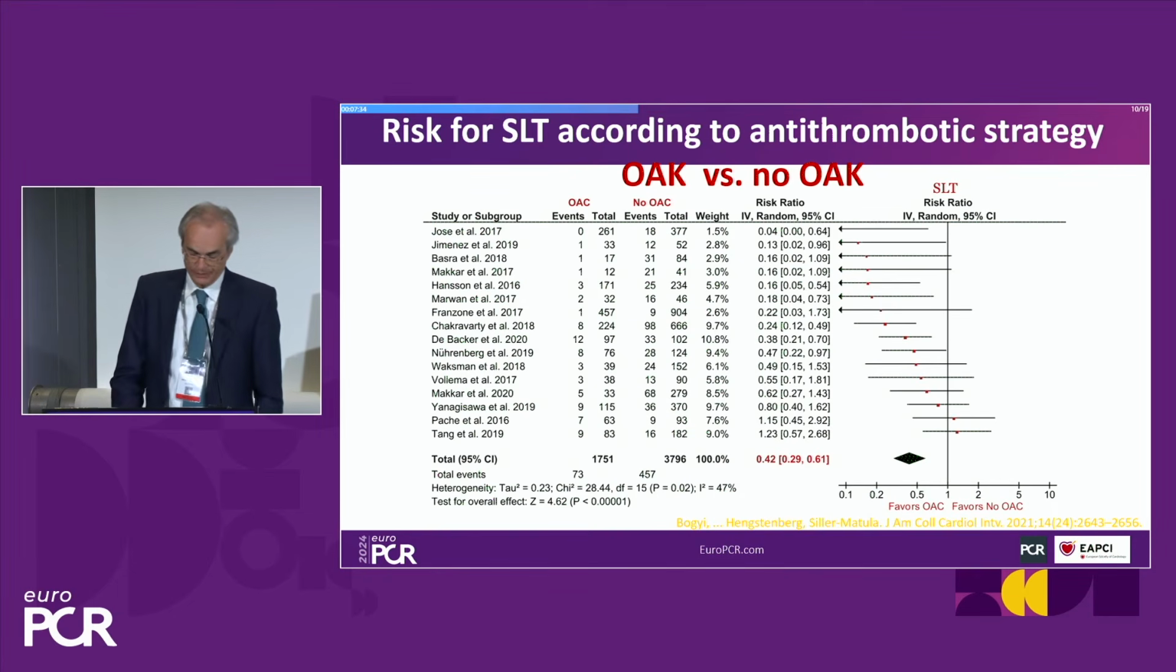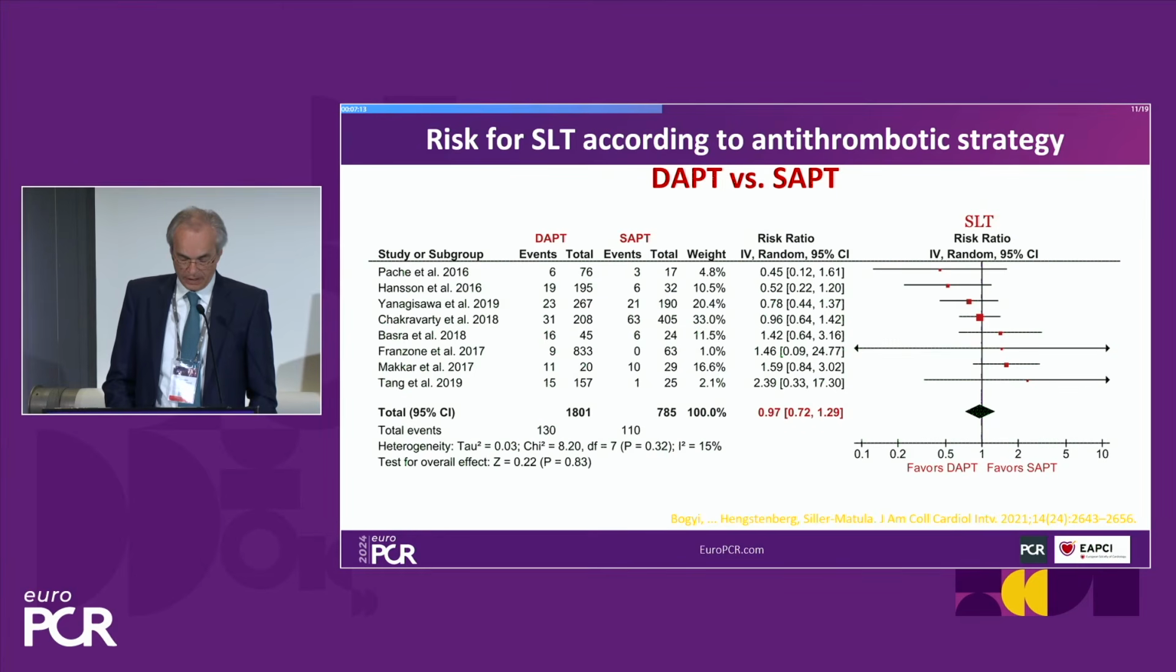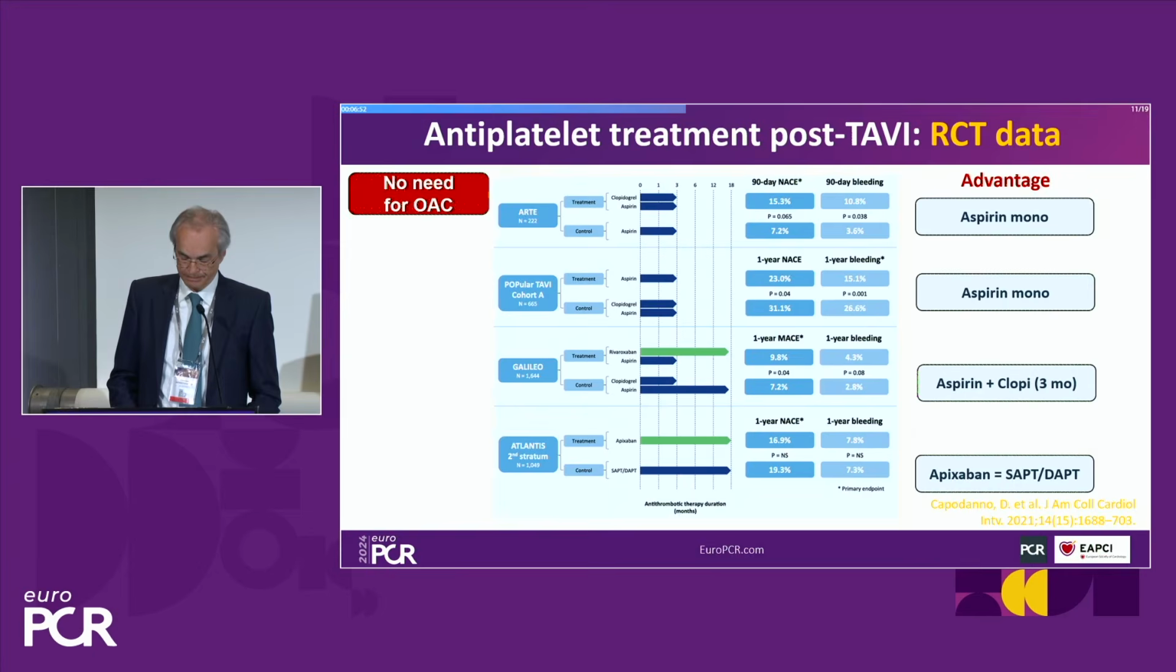If you look at the occurrence of leaflet thrombosis in the presence of anticoagulation, it is clear that anticoagulation is favorable for preventing leaflet thrombosis as compared to none. And if you look at DAPT versus single antiplatelet therapy, there is no clear picture, but in some studies it was advantageous to have dual antiplatelet therapy as compared to a single one.